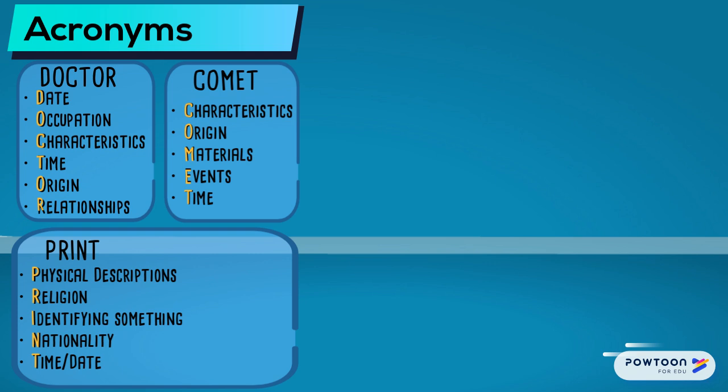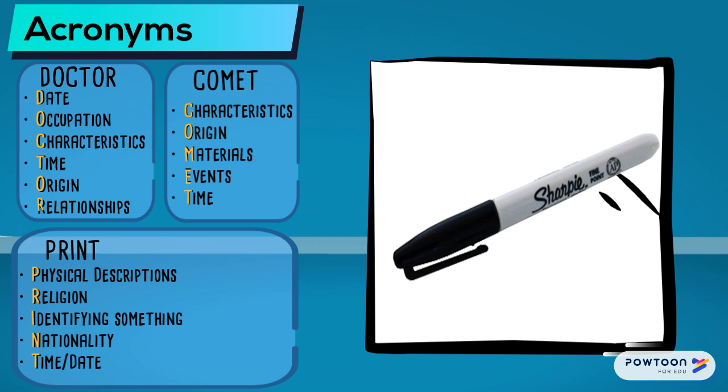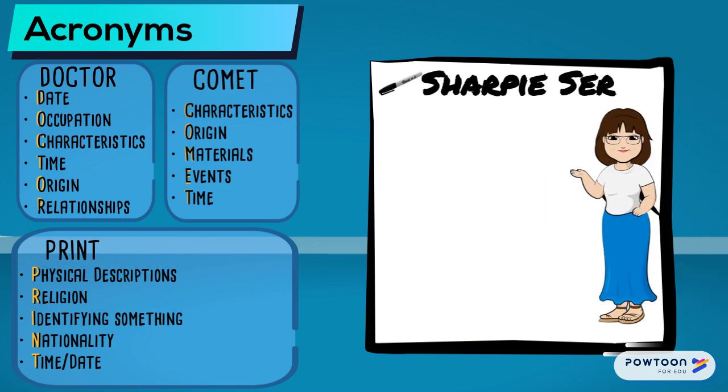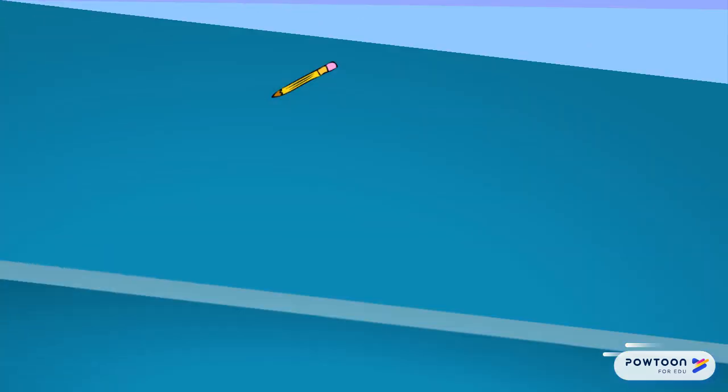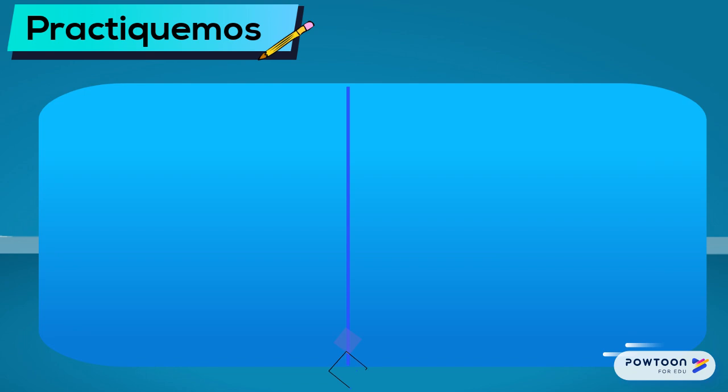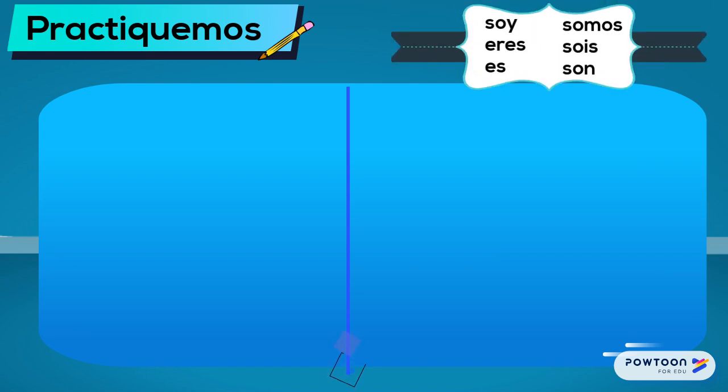There is one more tool you can use that is not an acronym. It's called Sharpie Ser. If it's something about yourself or somebody else that you would feel comfortable writing down with a Sharpie, then use Ser. As a personal example, I would write teacher, woman, mom, and tall, all with a Sharpie. And of course, the best way to learn is to practice, so let's give it a try.